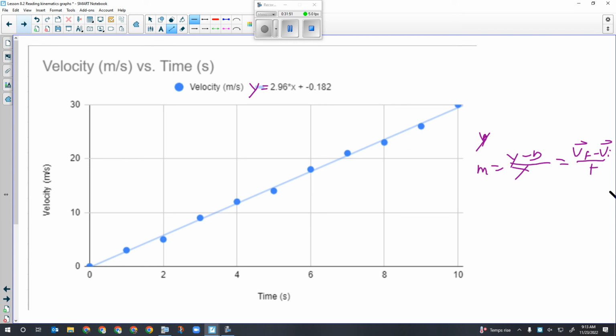What's the initial velocity of this object? Negative 0.182. But yes, okay, that is how fast it was going at time 0. So it's actually just slightly below the origin. Okay. Let's say, just for the sake of making things a little simpler, that the y-intercept is actually 0, and that this line starts from 0. Calculate the total displacement of this object.